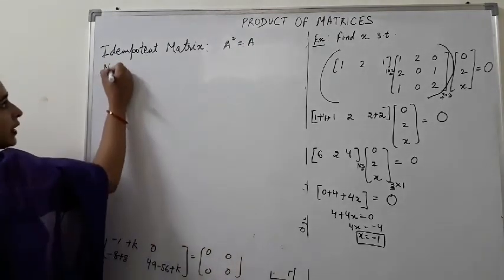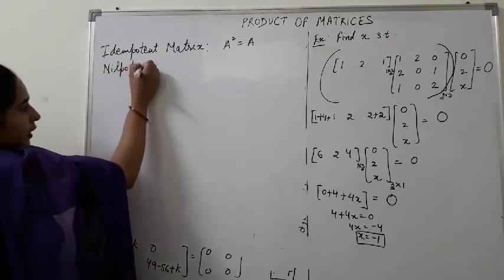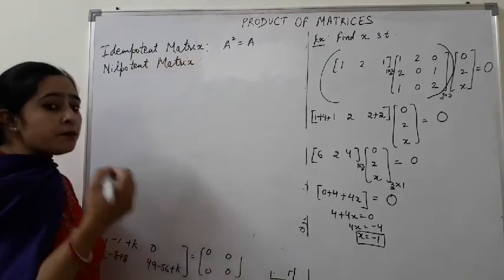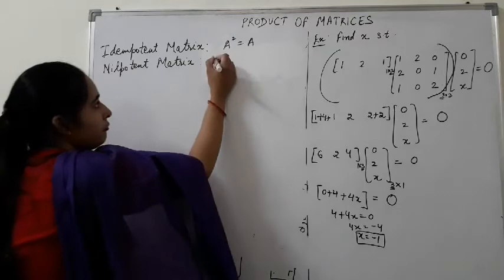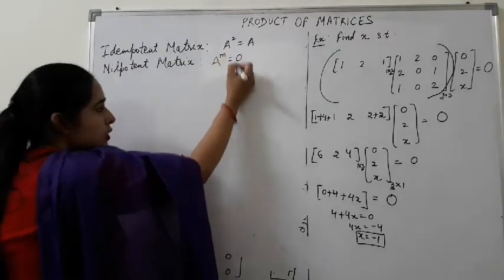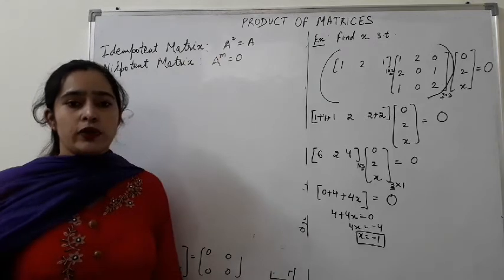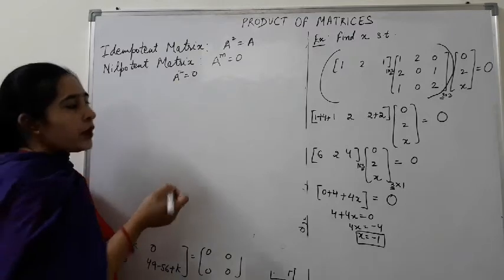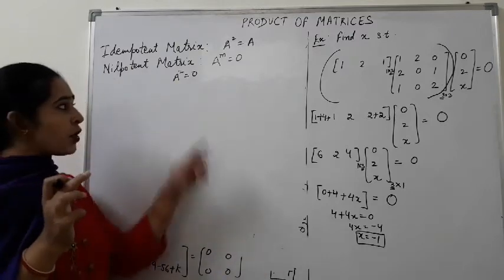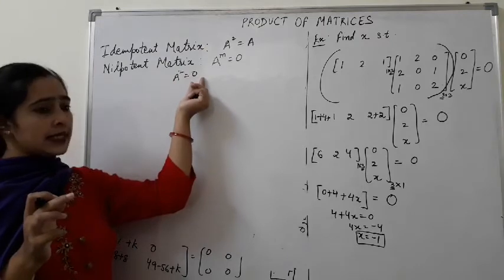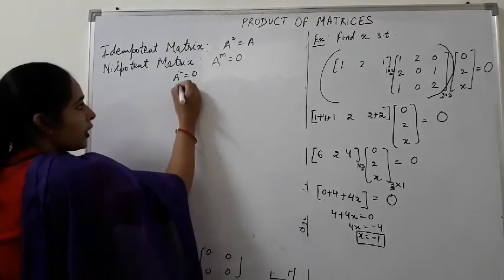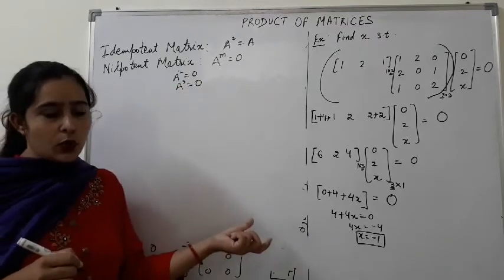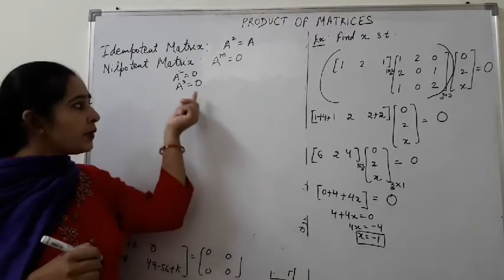Now what is a nilpotent matrix? Nilpotent matrix is that matrix in which for some positive integer m we have A raised to the power m equal to 0. This m can be 1, 2, 3, 4, anything. For example, if you have A square is equal to 0, you can say A is a nilpotent matrix because some positive power of A gives the 0 matrix. If you have A cube equal to 0, A to the power 3 equal to 0, that means A into A into A is equal to 0, then also you can say A is a nilpotent matrix.